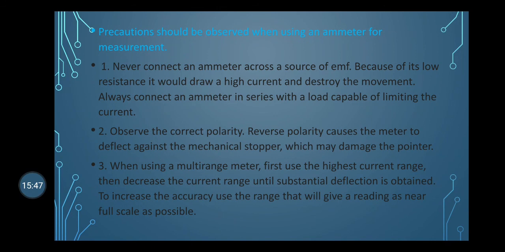Now, precautions should be observed when using an ammeter for measurement. When the meter is connected in a network or a circuit, different precautions should be taken. The precautions are: never connect an ammeter across the source of EMF, because of its low resistance it would draw a high current and destroy the movement. Always connect the ammeter in series with a load capable of limiting the current.